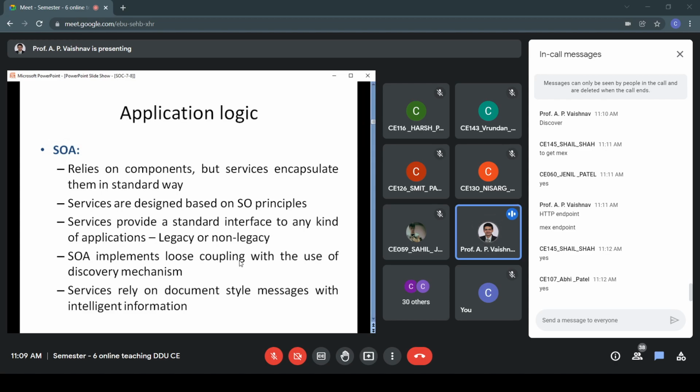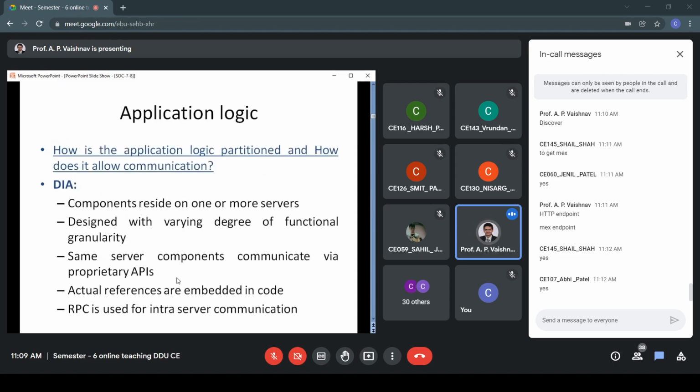Okay. So in SOA, I'll come back to this slide. We use a discovery mechanism. So we first exchange the metadata and then we connect to the service. That is the ideal situation. Fine. That is the fourth point of comparison. Then for inter-server communication, we rely on RPC. Inter-server means between different servers. Between different servers, we were relying on RPC.